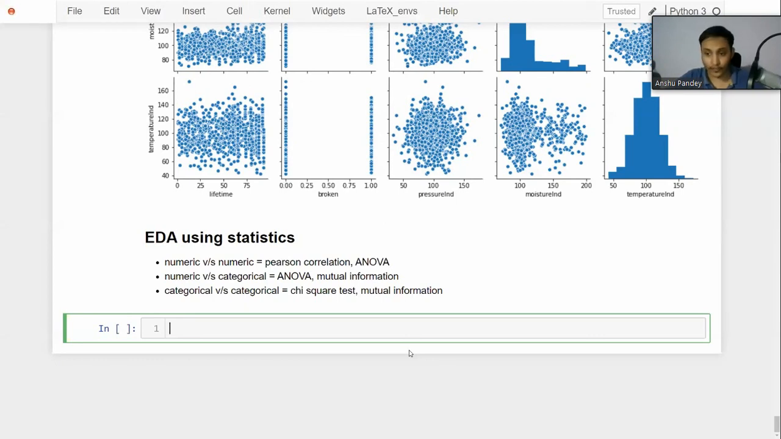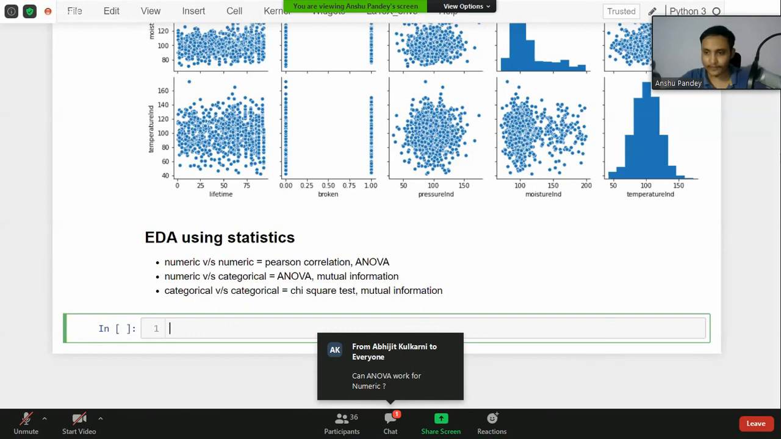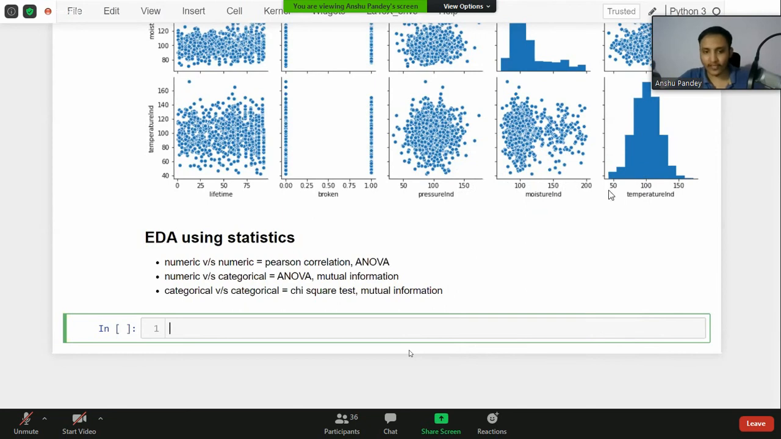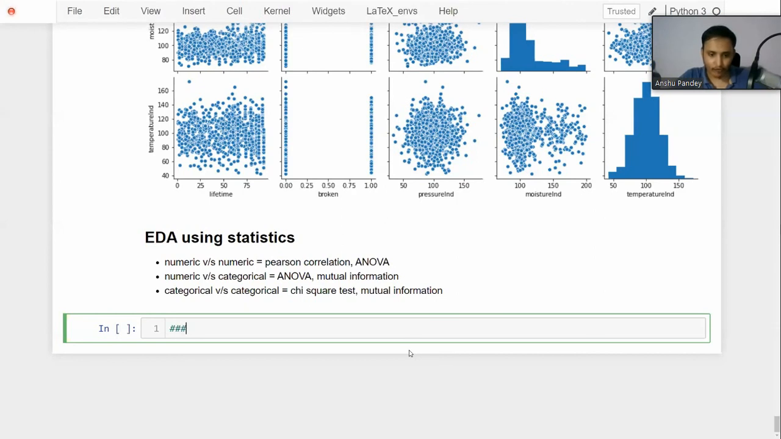In case the categorical has two categories and is available in the form of numbers. ANOVA works for numeric, yeah. So we have a method in Python where ANOVA works for numeric versus numeric as well. So we're going to be looking at the use of ANOVA here for numeric versus categorical, right? So I'm going to show a sample example of using ANOVA for feature importance.